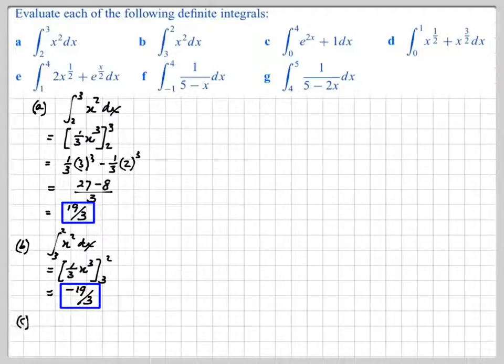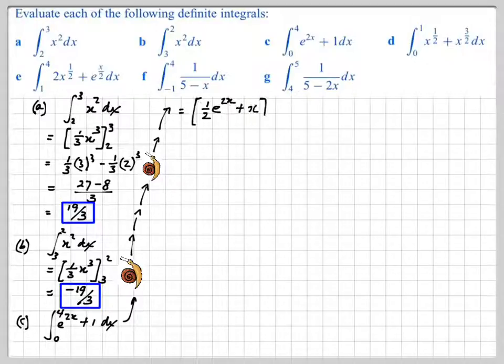Okay, here comes number C now. What's that thing? Not too hard at all. They're mixing it up. We've got an e to the 2x with just a 1 there. We're going from 0 to 4. Mr. Snail. Thank you, Mr. Snail. Now that gets us that expression, doesn't it?